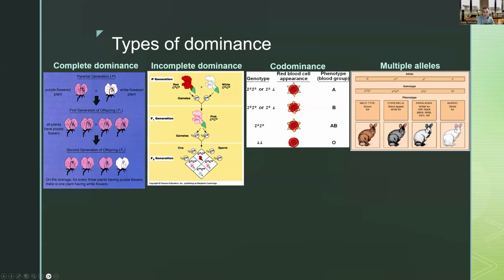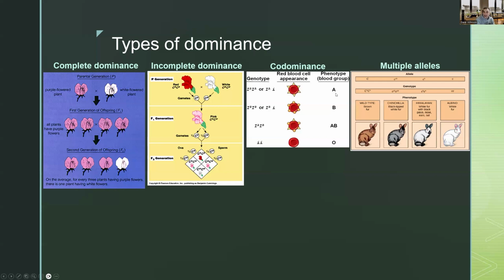So whether you are homozygous for the A allele or heterozygous for the A allele and the little i O allele, you end up with type A blood. The same thing with B. Whether you're I^B I^B or I^B little i, you have type B blood. If you have one type A gene or one type B gene, it doesn't matter what the other one says. If it also says A or it says O, or if it also says B and it says O, you're going to end up with the A or the B phenotype.